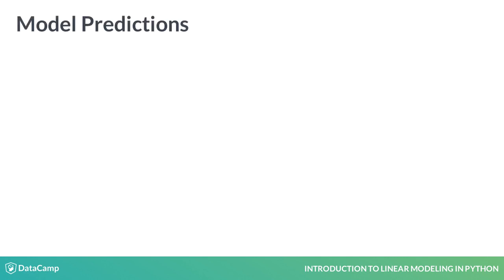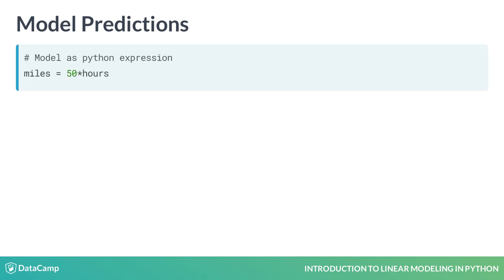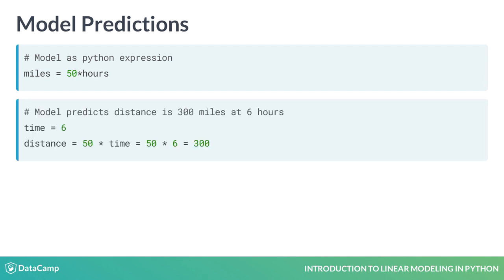Models are often used to make predictions. On your trip, if you multiplied your speed by a future time, you were making a prediction. Let's write that in code. Here, we express a model for the trip as distance equals 50 times time. Notice that 50 equals 300 divided by 6 is the ratio of miles per hour, or the speed.